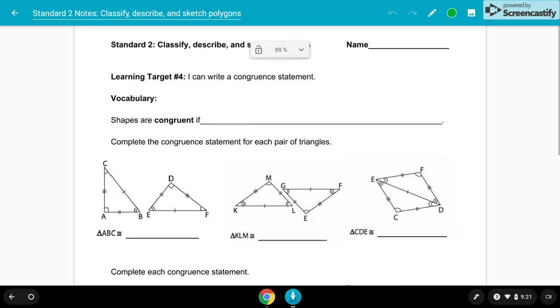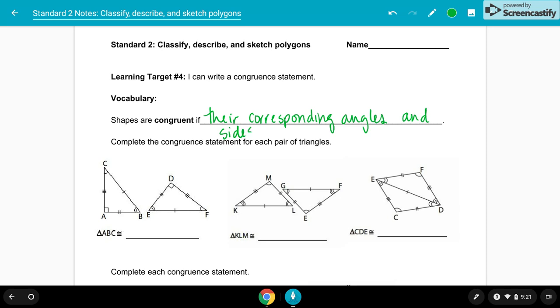All right. Shapes are congruent if their corresponding angles and sides are equal. That's what we're going to be focusing on today.